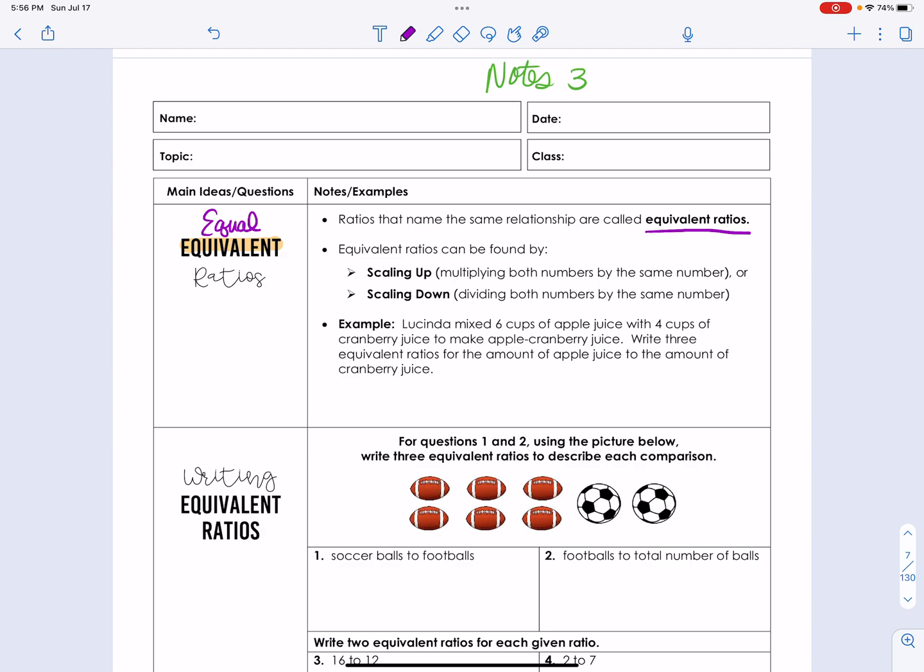Equivalent ratios can be found by scaling up. So sometimes you have to make them equivalent by multiplying both numbers, or scaling down. So sometimes you have to make them equivalent by dividing both numbers.